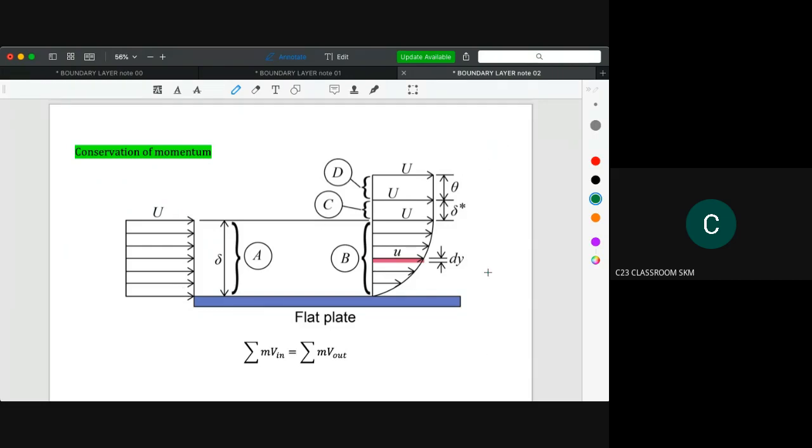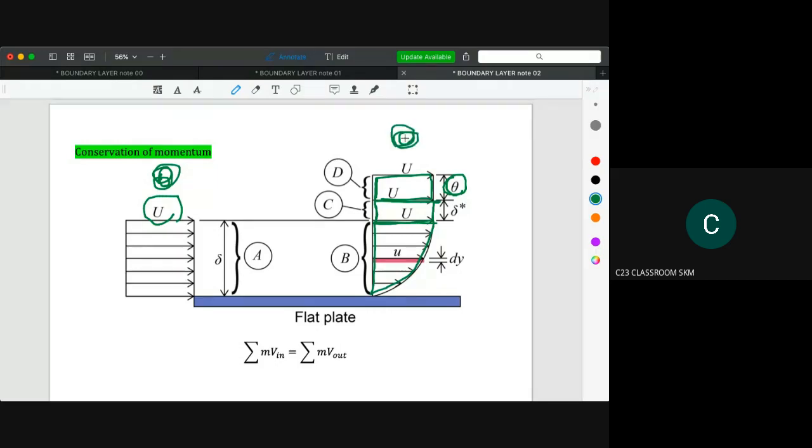So we still use the same diagram. This is the uniform flow, and then when it flows past the flat plate, the velocity distribution occurs. We already have the displacement thickness here, and then we need to add another layer, another thickness here, to make sure that the momentum is conserved. So the thickness here is theta. What we must make sure is that the total momentum at inlet must be equal to the momentum at outlet.